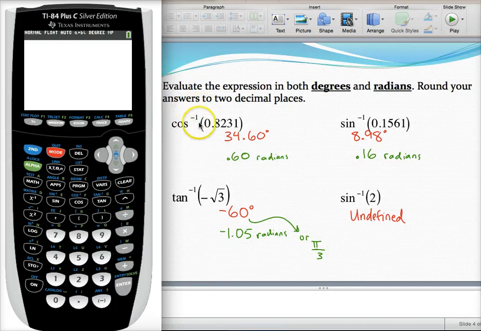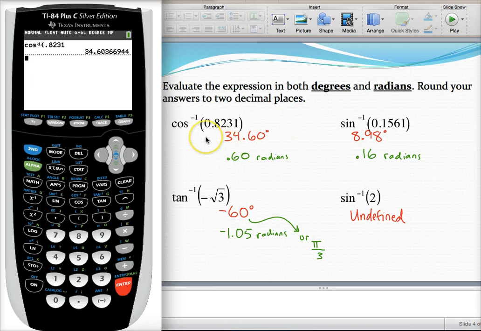To evaluate the inverse cosine, that's what the -1 means, simply hit second and then hit cosine, and then type in what you want to do the inverse cosine of. So in this case, 0.8231. And if you hit enter, you'll see that that's where I got my angle from, about 34.60 degrees. Make sure you include the degree symbol if you're in degree mode. Otherwise, I'll assume you're in radians.